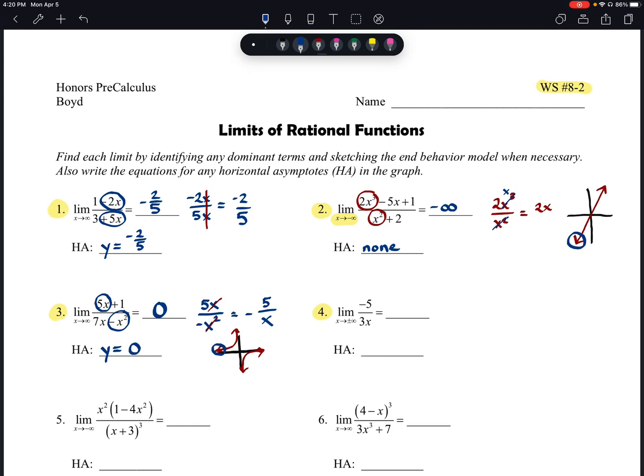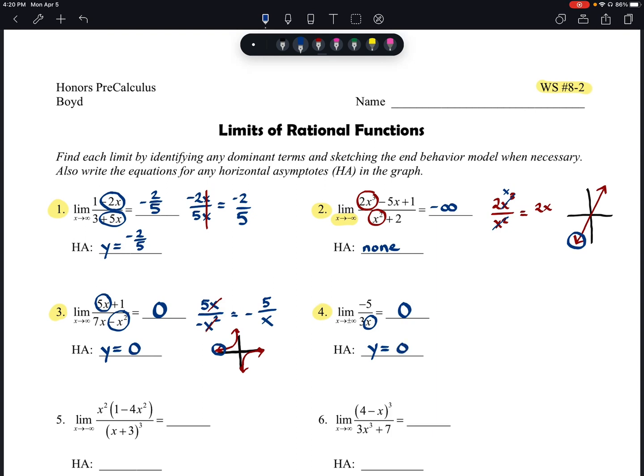Number 4. Again, you can see on this one, the limit as x approaches positive or negative infinity of the fraction negative 5 over 3x, we can see that our dominant term is going to be on the bottom. Therefore, just like in number 3, we know that our limit value is 0 and our horizontal asymptote is going to be y equals 0.